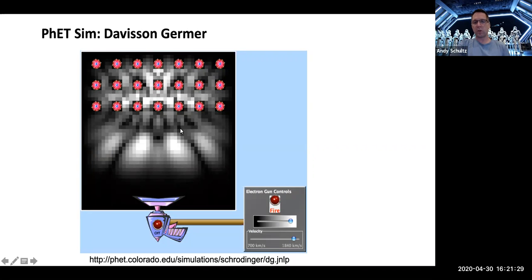There's a neat simulation you can do to shoot electrons at a crystal and you see them come off, but I wouldn't take your time doing this. It's just a neat little sim that's out there and exists to make this work for you.